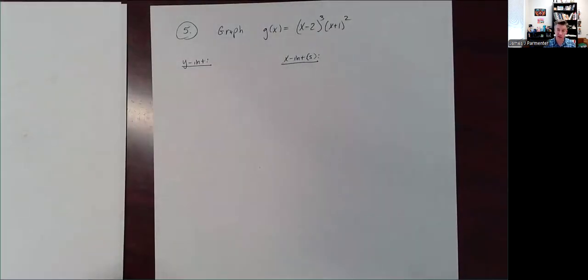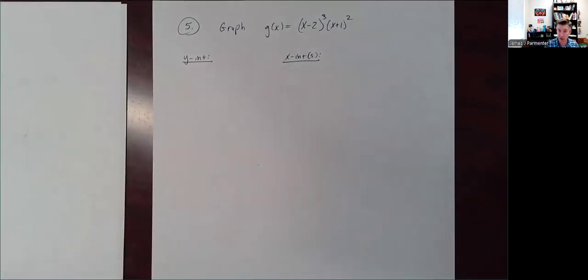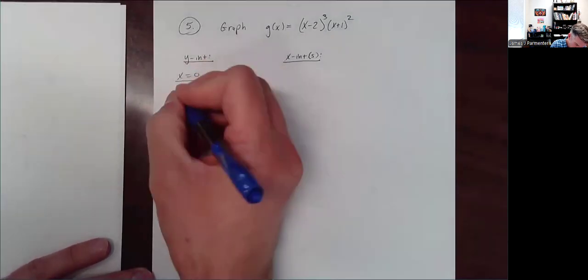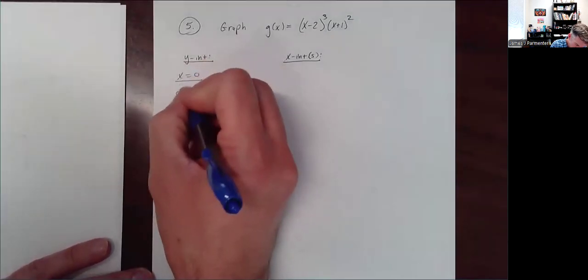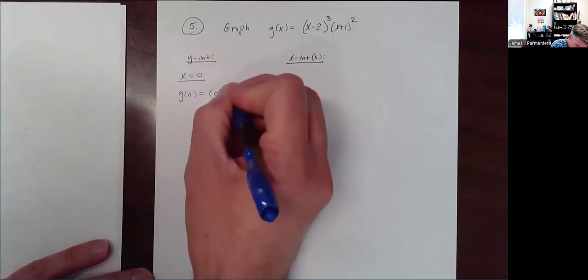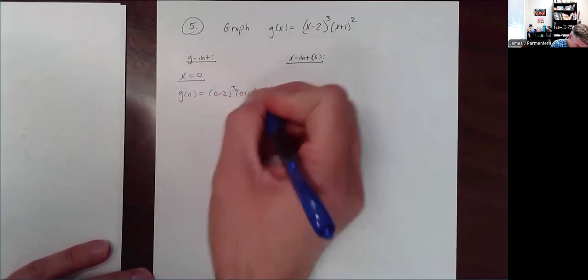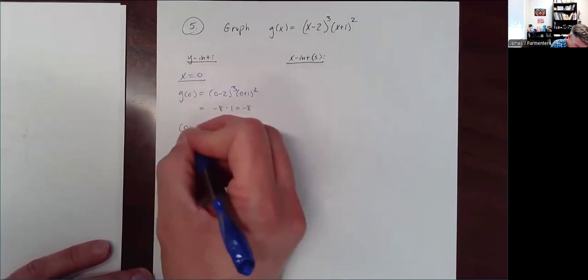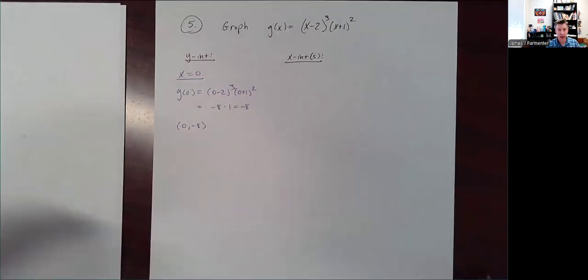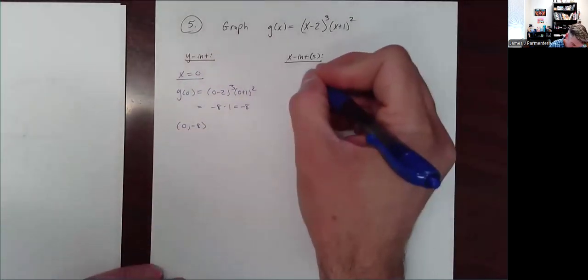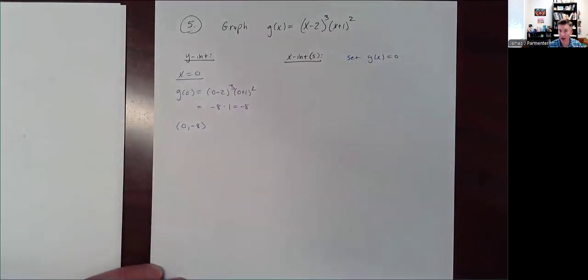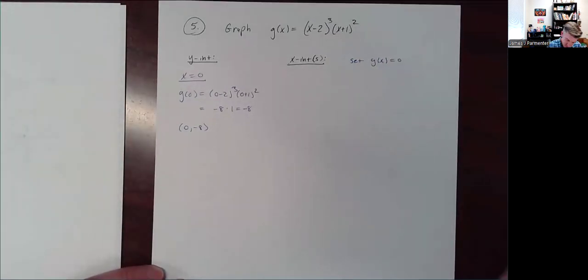So here we're going to graph one that's already factored for us. x minus 2 cubed times x plus 1 squared. So the y-intercept actually is a bit more work than it usually is. We're going to set x equal to 0, and we're going to get y equal to g of 0, which is 0 minus 2 cubed times 0 plus 1 squared, which is going to be negative 8 times 1, which is negative 8. So our y-intercept is 0, negative 8. X-intercepts, we're in an even better spot because we're going to set the function equal to 0, or y equal to 0, whichever way you want to think of it. Really, the y and the g of x are kind of interchangeable.